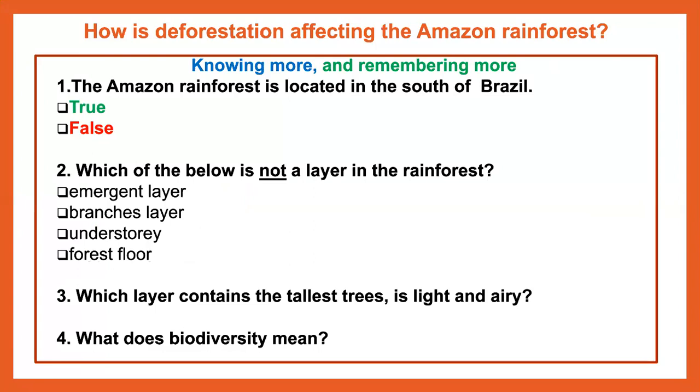We have 4 questions that we need to be able to answer. So number 1, the Amazon rainforest is located in the south of Brazil. Is that true or false? Number 2, which of the below is not a layer in the rainforest? Is it emergent layer, branches layer, understory, or forest layer? Question number 3, which layer contains the tallest trees, is light and airy? And lastly, question number 4, what does biodiversity mean?